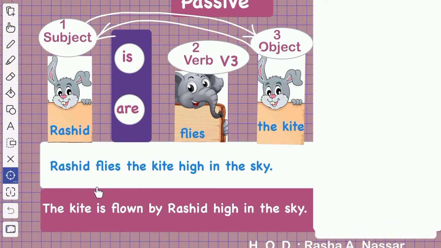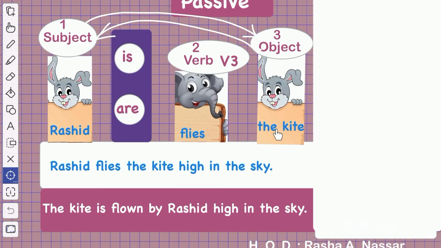It means we will write the kite or the object instead of the subject. In other words, we will write the word number 3 in the place of the word number 1. Rashid, number 1, the subject. Flies, number 2, the verb. And the kite, number 3, the object.